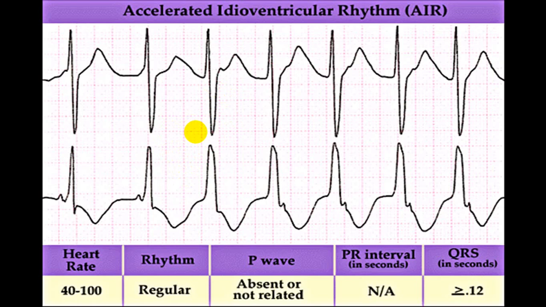But normal idioventricular rhythm rate is 20 to 40. So if it is more than 40 but less than 100, we call it accelerated idioventricular rhythm. If it becomes more than 100, then only we call that ventricular tachycardia. And if it is less than 20, then we call it an idioventricular rhythm with slow ventricular rate. These are the terminologies which are being utilized.